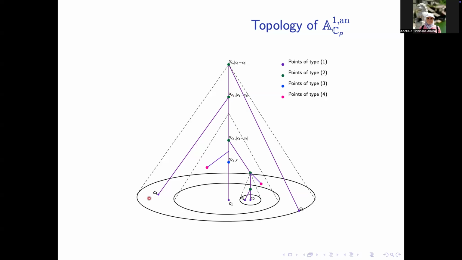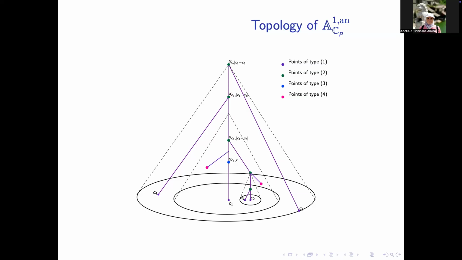Then this disk contains both points, C4 and C1, which means both are the center of this disk. So any branch will meet the other branch at this point, and then we can in some sense glue all these points that are in CP by such a line, and in the end we will recover an infinite tree.